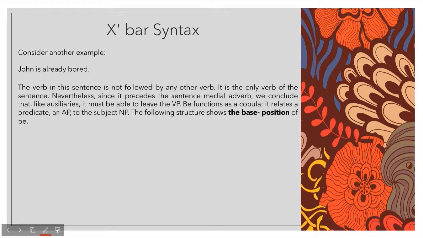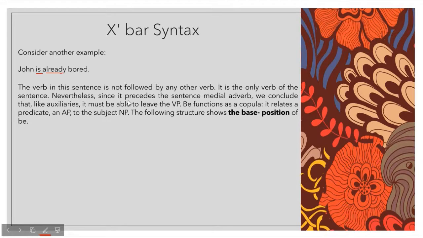Consider another example. John is already bored. The verb in the sentence is not followed by any other verb. So is is alone, meaning we only have one VP here, the VP of this verb and the VP of already, as we said, the adverb's. It is the only verb of the sentence, all by itself.